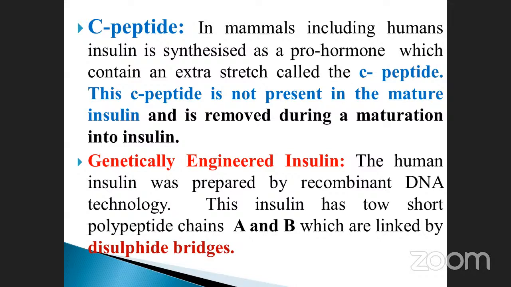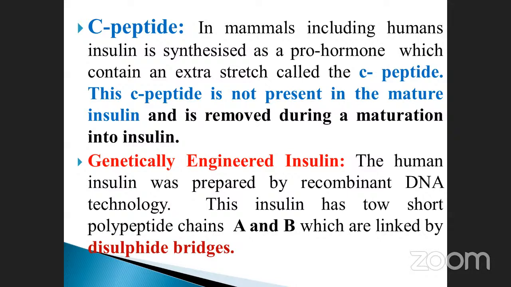Here, what they are telling is that the C peptide is not present in the mature insulin, and it is removed during the maturation into insulin. So that's why it's called a prohormone. When it undergoes the maturation process, the sticky end, otherwise called the C peptide stretch, the additional component, is completely removed. That's why that component is called mature insulin. If the C peptide is present along with the insulin molecule, that is considered immature, otherwise called a prohormone. Okay, don't forget, my dear.